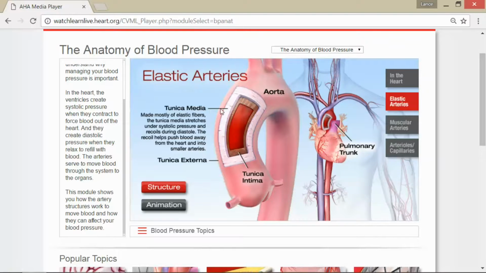The tunica media is really interesting. There are so many layers, which is so fascinating with regards to arteries, but it's made mostly of elastic fibers. The tunica media stretches under systolic pressure and recoils during diastole, and this recoil helps push blood away from the heart and into the smaller arteries. So you have the tunica externa, the tunica media, which is right under that layer, the aorta is the actual artery, and then the tunica intima, and then the actual red there is the blood.